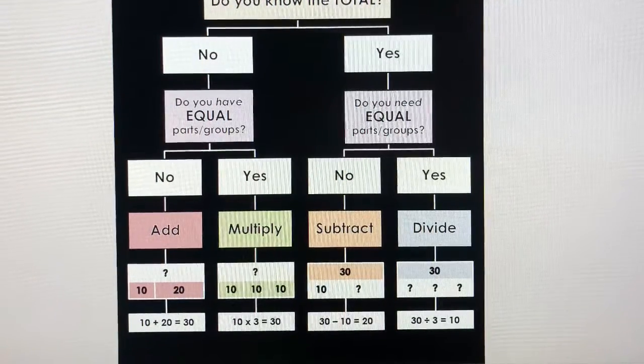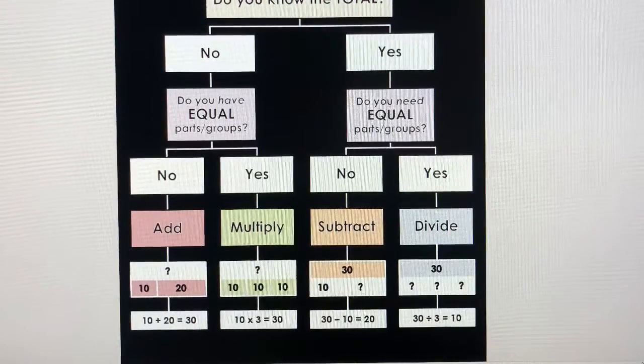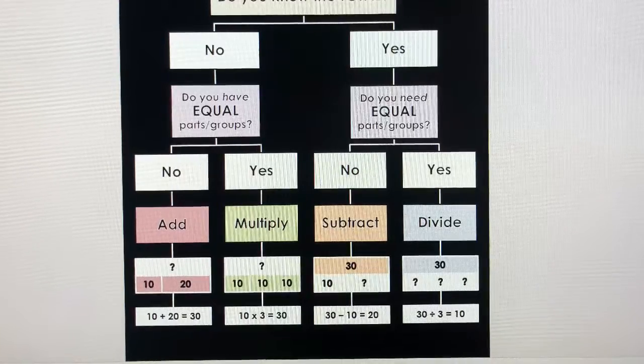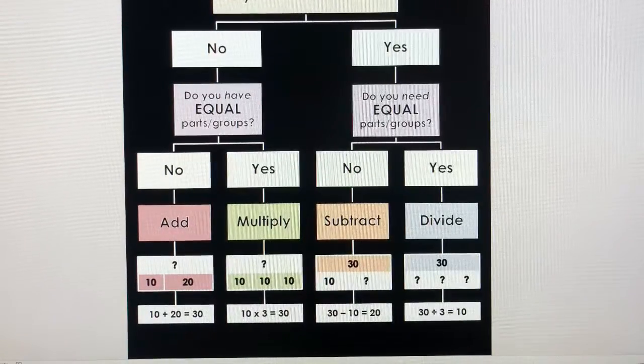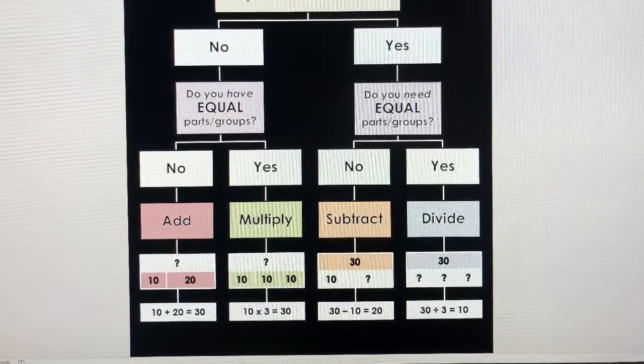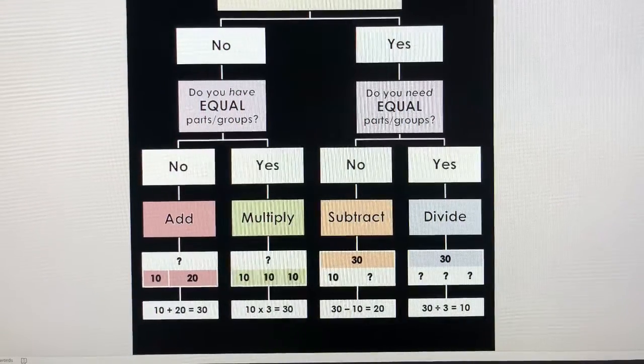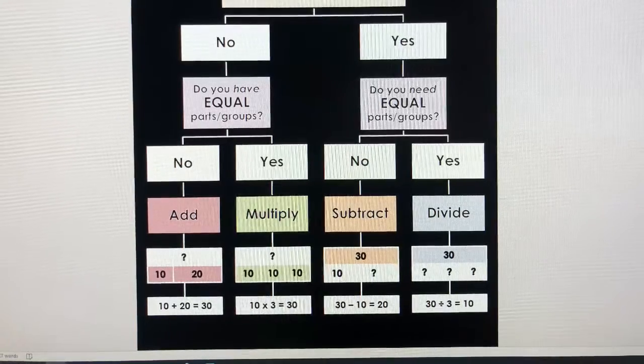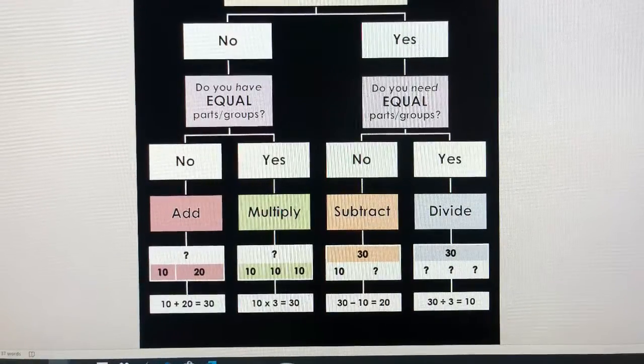So going back up to the top, do you know the total? If we do know the total, then the question we ask ourselves is, do you need equal groups or equal parts? If you do not, then it's just a simple subtraction problem. If you do need equal parts or groups, then it's a division problem. So this is kind of just a nifty tool to help us organize our thinking as we do word problems.